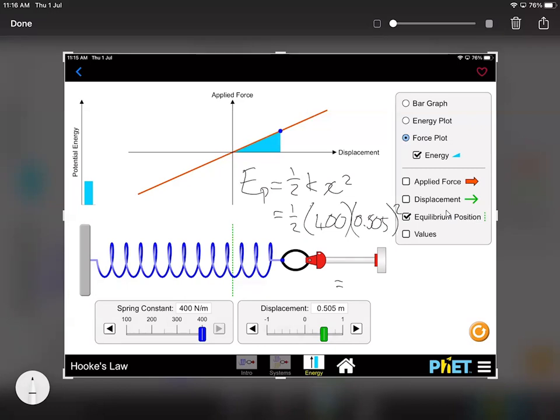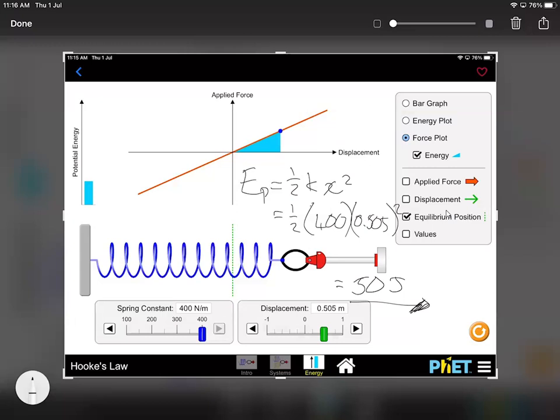If you plug it into your calculator, you say 0.5 times 400 times 0.5 times 0.5, which is approximately 50. And because it's energy, we have to write it in joules. In other words, that spring, when it is extended by half a meter, is storing 50 joules of potential energy.